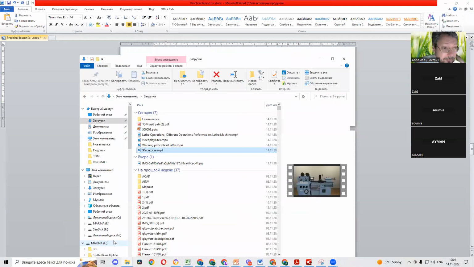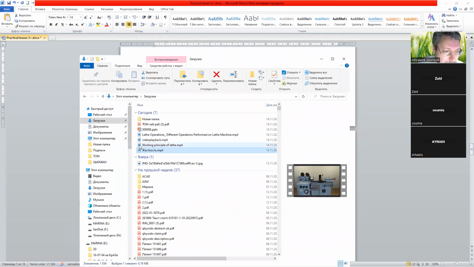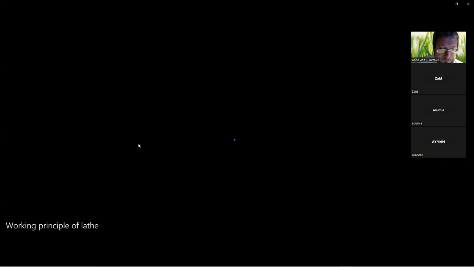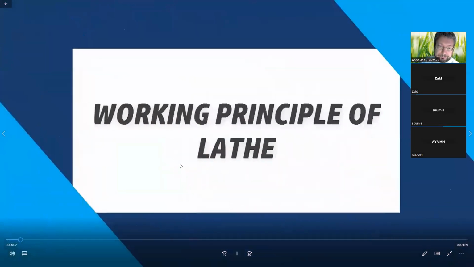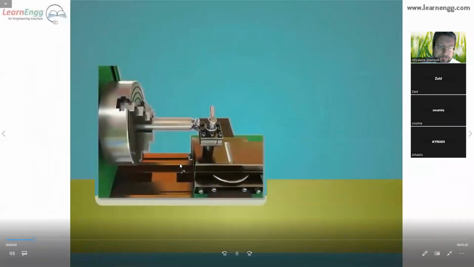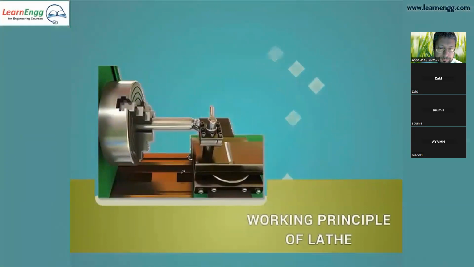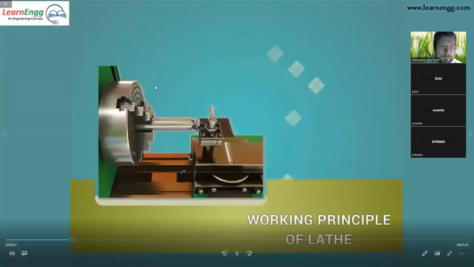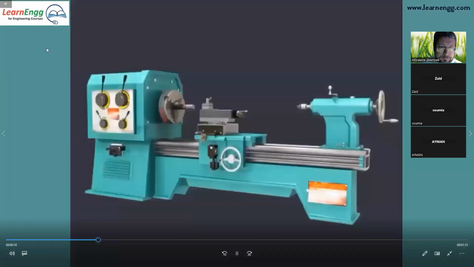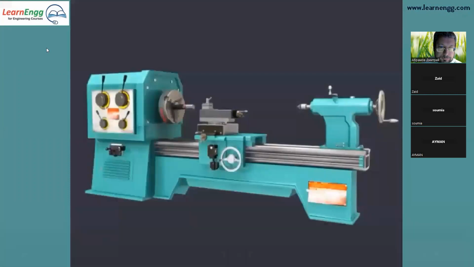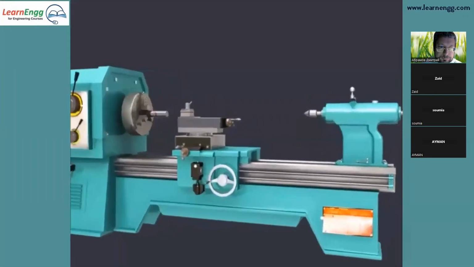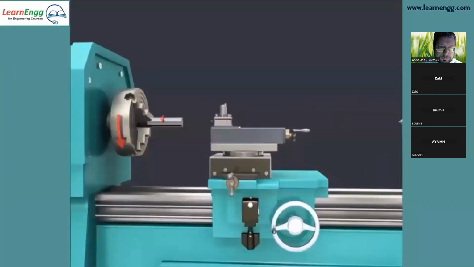Another video. Working principle of the lathe. In this video, we will discuss the working principle of lathe with the help of basic lathe operation. Now, we see a 3D model of a lathe. Let us see the principal components of the lathe.